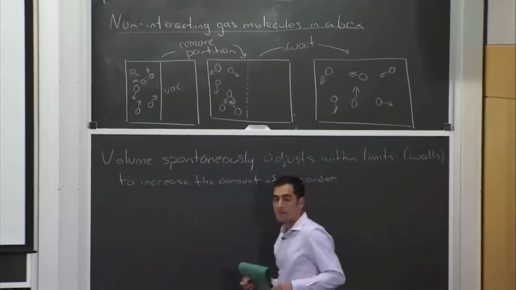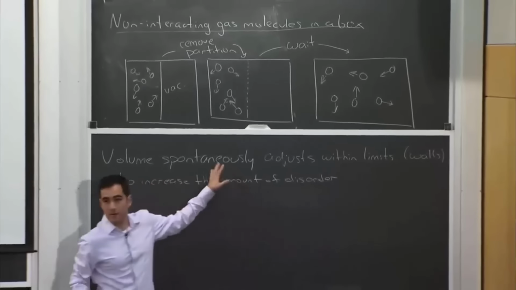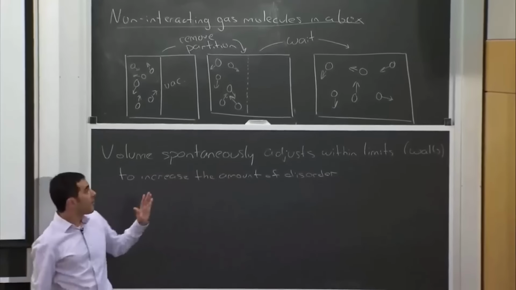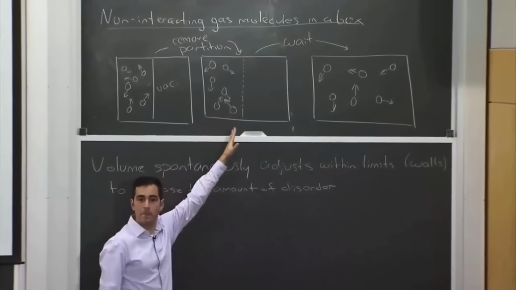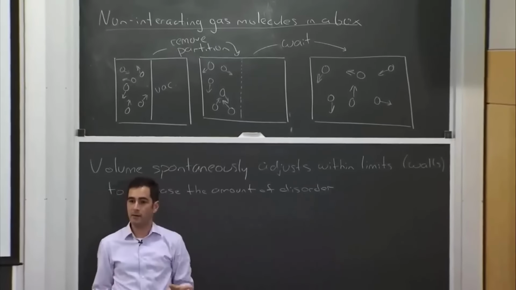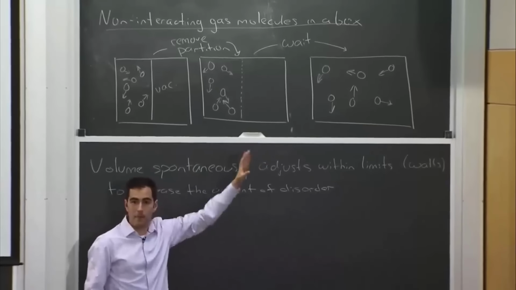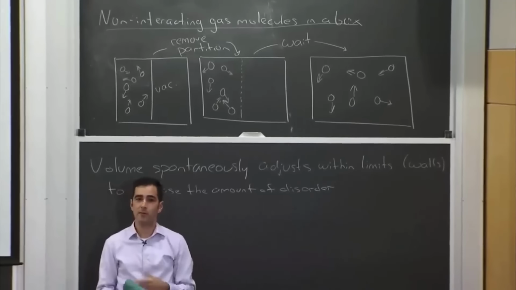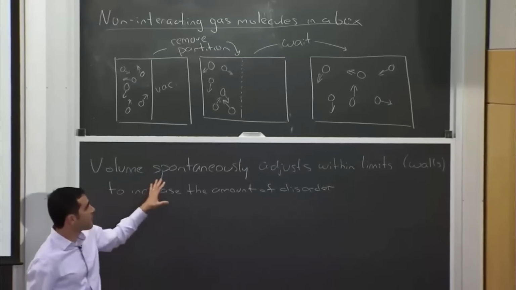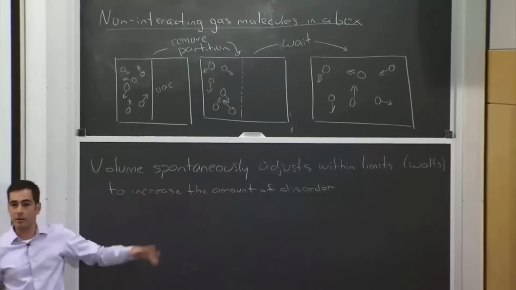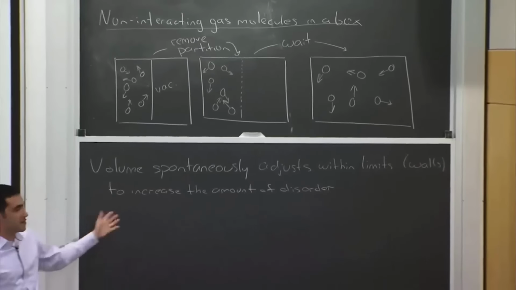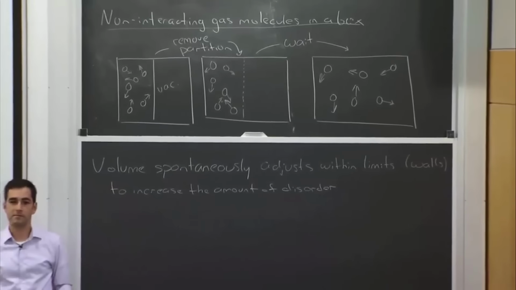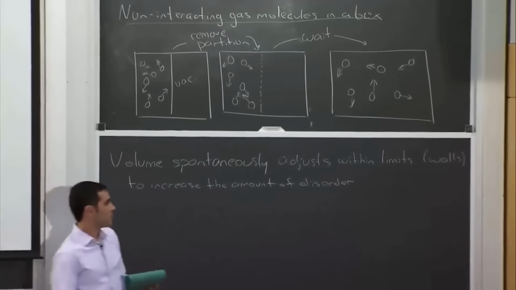OK, so this is a key word in thermodynamics. This happens spontaneously. The volume of the system here, at this moment, when I removed the partition, was small. And spontaneously, without us having to do anything, it got bigger. So all we had to do was wait. It was a spontaneous process. So you could say the volume spontaneously adjusted within the limits that we imposed, that is, the box is still there, to increase the amount of disorder in the system.